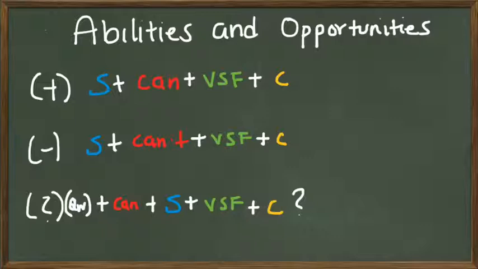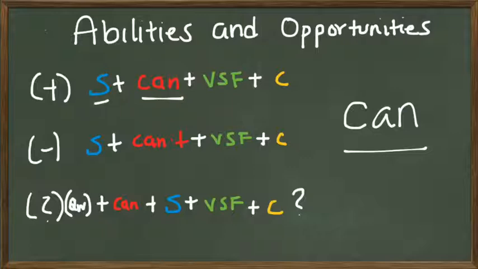First off, we need to remember that the auxiliary can expresses abilities and opportunities. The formula is very simple, which is a subject, can, verb in simple form, as well as our complement if it is necessary. This is for the affirmative form. In the negative form, we will have subject, the auxiliary can't, and we'll also have our verb in simple form and our complement if it's necessary.